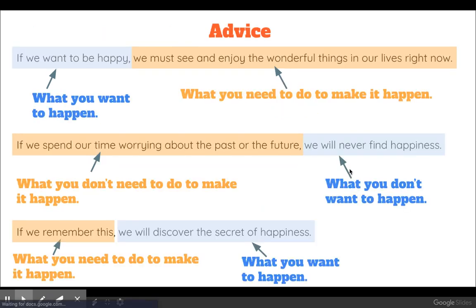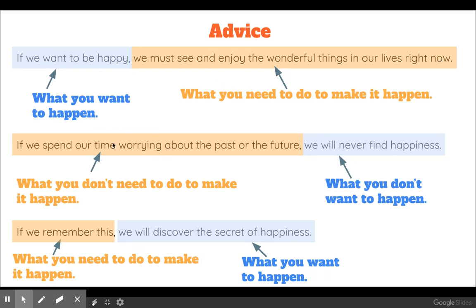All right, like we said, you can also use the first conditional to give advice. So here is what I want to happen. I want to be happy, right? And so according to Sheikh Hafan, this is what I need to do. I must see and enjoy the wonderful things in life right now. So this is his advice.